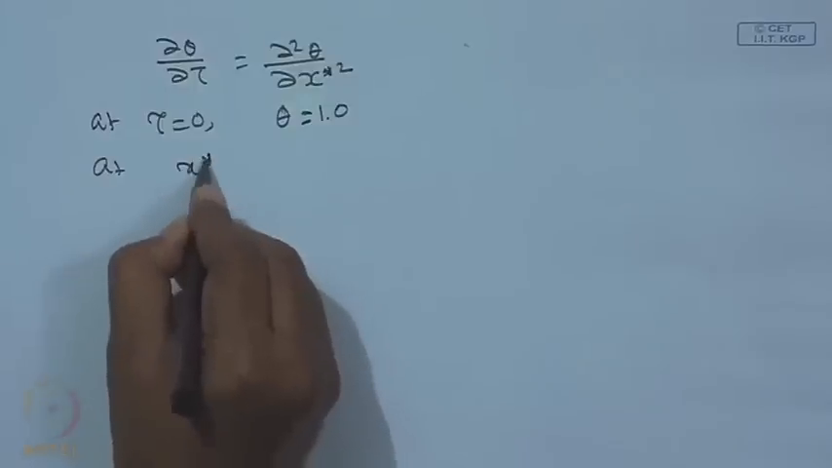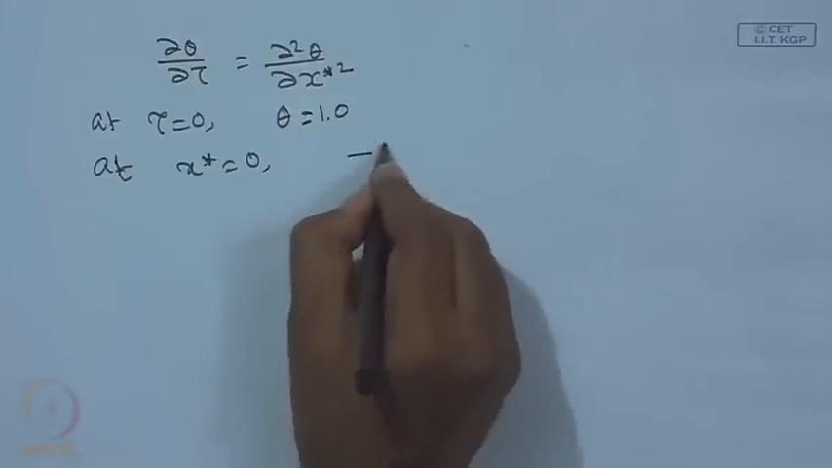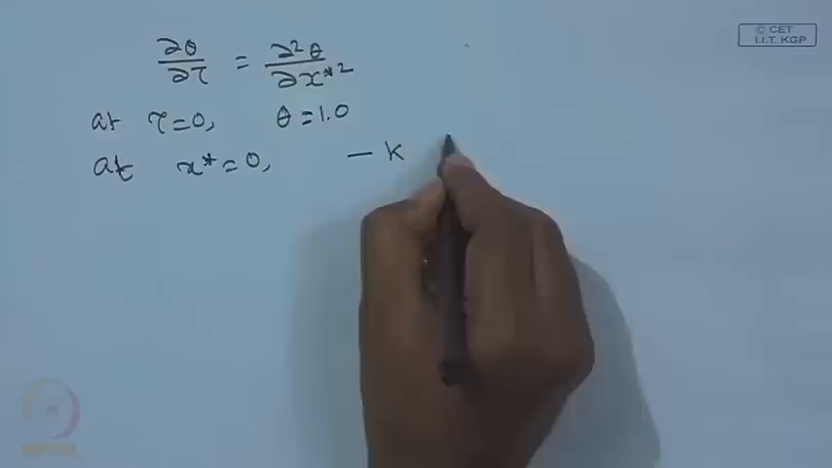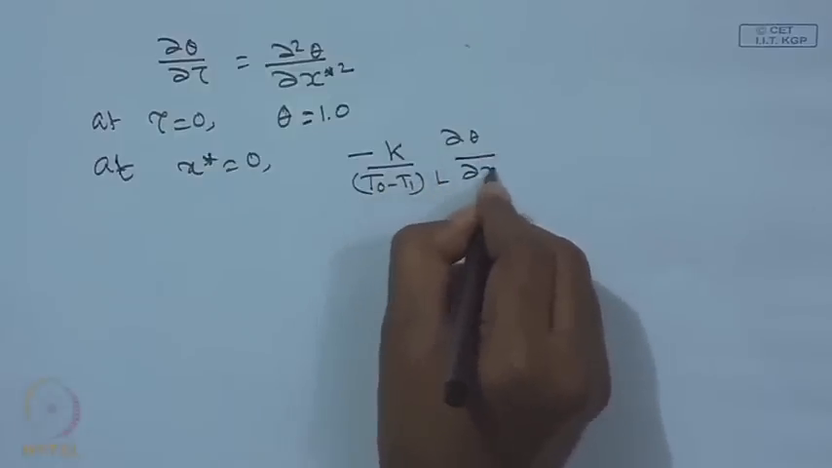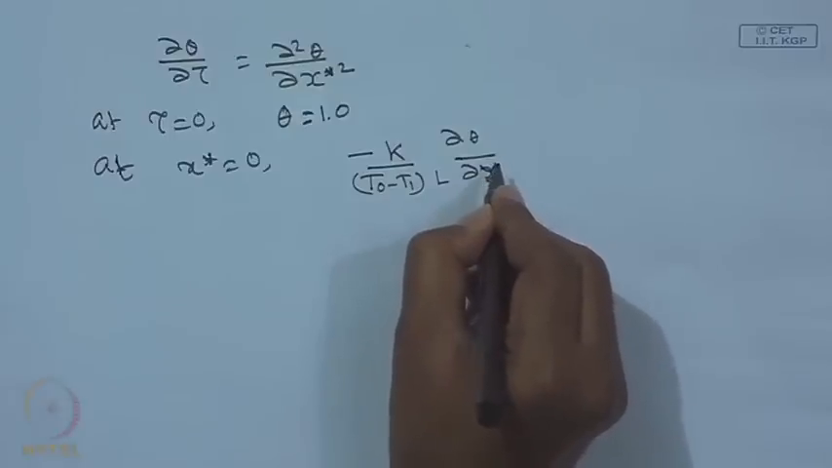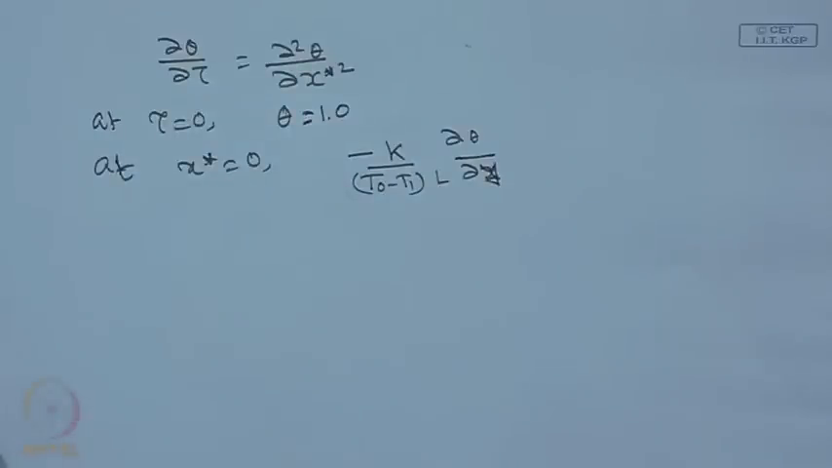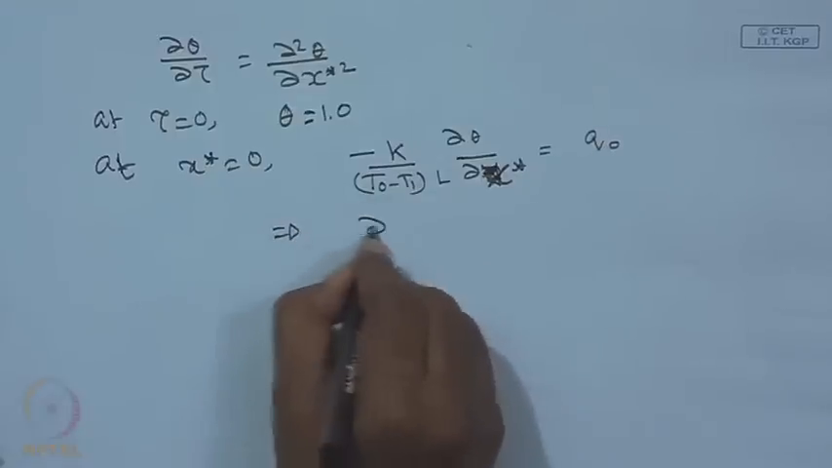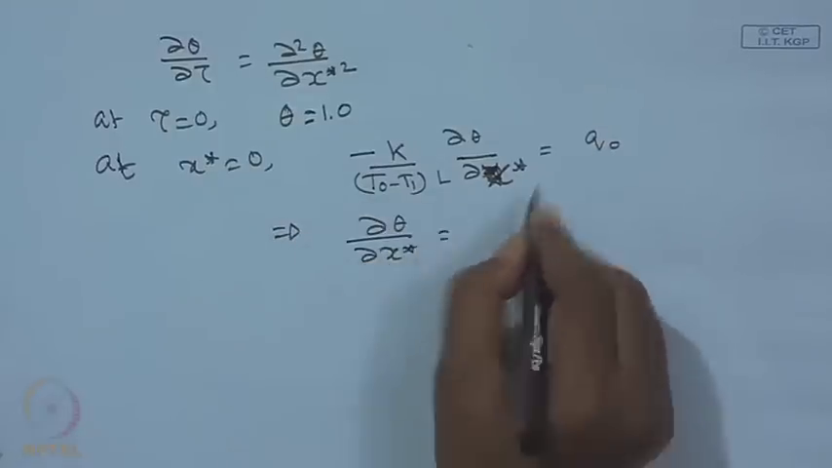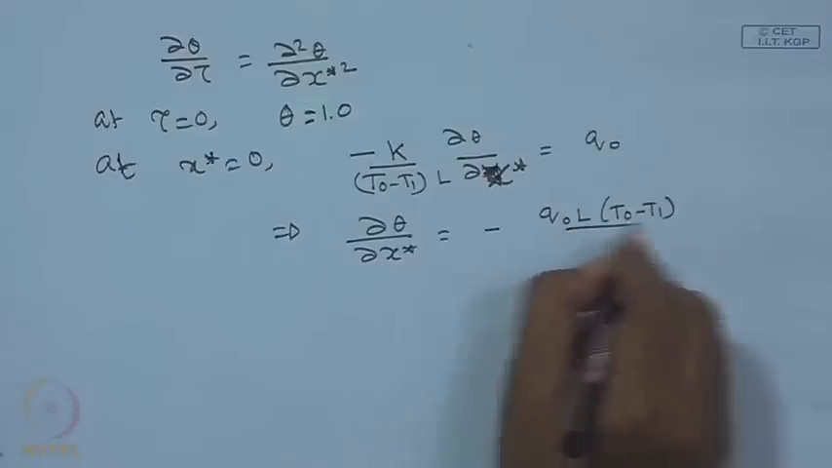At x star is equal to 0, minus k del T del y is equal to Q naught. So, minus k del T del naught. So, it will be del theta divided by T naught minus T 1 del y. So, it multiplied by L del x star del y star, it will be del x star. The boundary condition at x is equal to 0, minus k del T del x equal to q naught. So, this will be del theta del x star is equal to q naught. So, you will be getting del theta del x star is equal to minus q naught L T 0 minus T 1 divided by k.